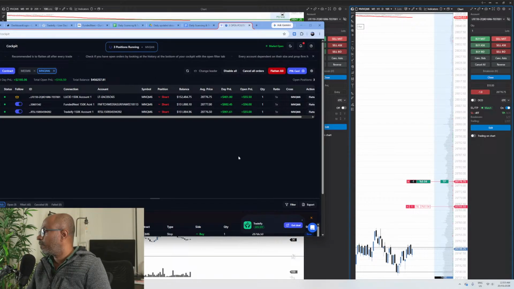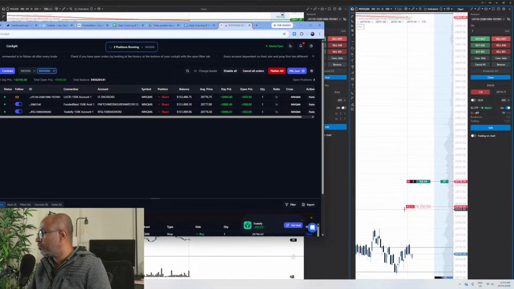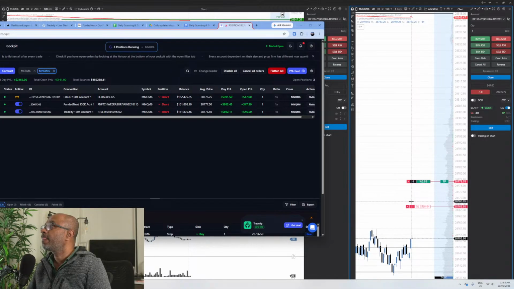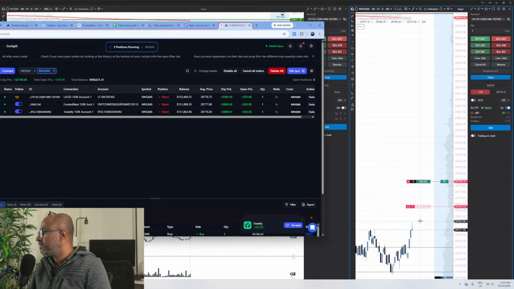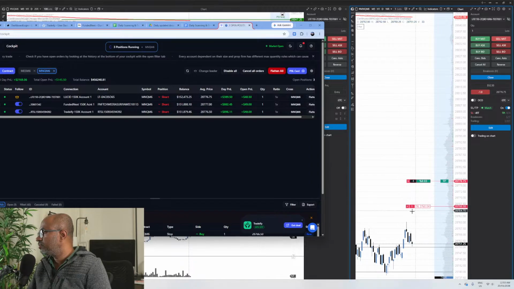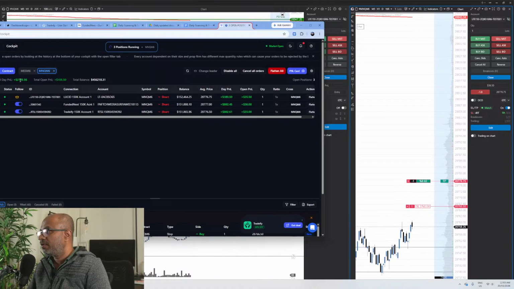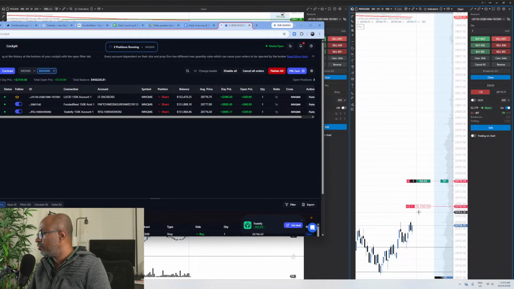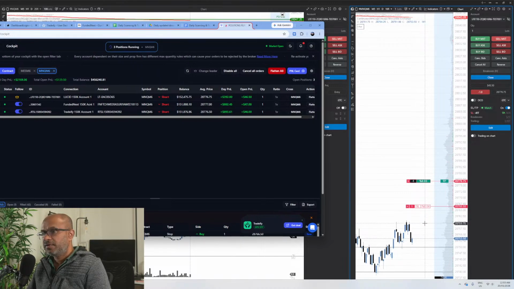Okay, so I have trailed the stop loss into this point over here. Okay, so the price is almost near my trailing stop loss. You can see over here it has reached, and the current floating profit is $2,100. The price is almost near my trailing stop loss. Okay, so let's see what the price would do next.